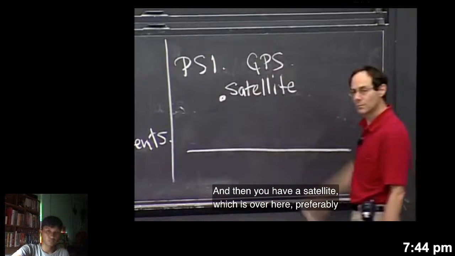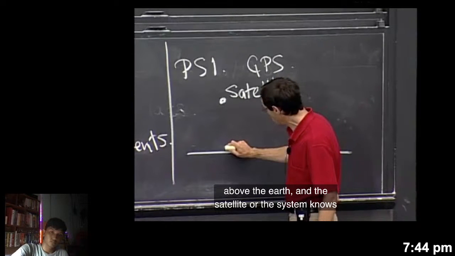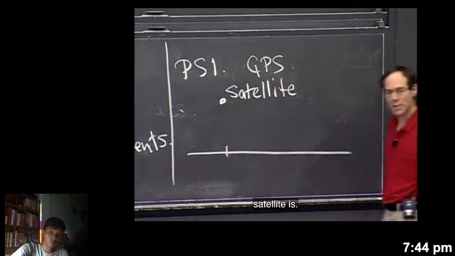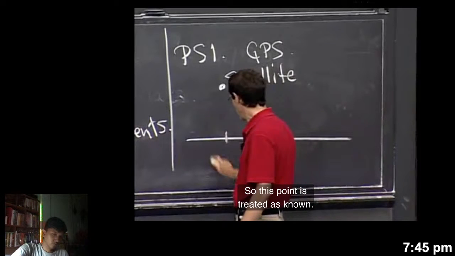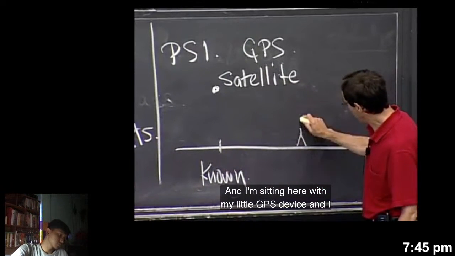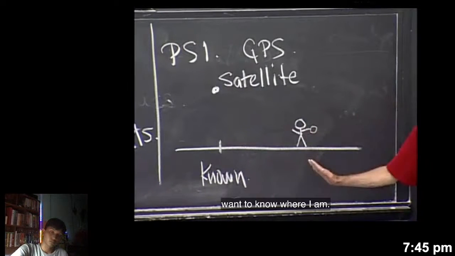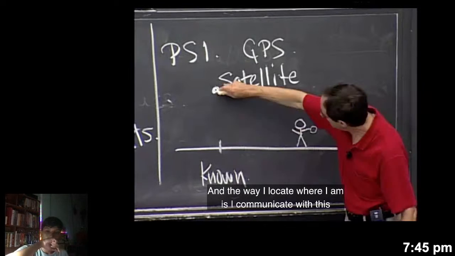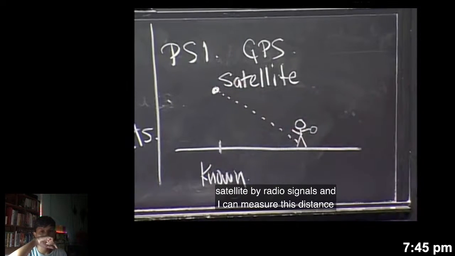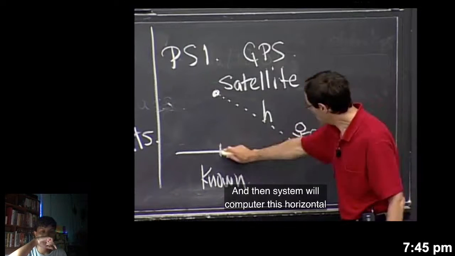preferably above the Earth. And the satellite knows exactly, or the system knows exactly where the point directly below the satellite is. So this point is treated as known. And I'm sitting here with my little GPS device, and I want to know where I am. And the way I locate where I am is I communicate with the satellite by radio signals, and I can measure this distance here, which is called h. And then the system will compute this horizontal distance, which is L.